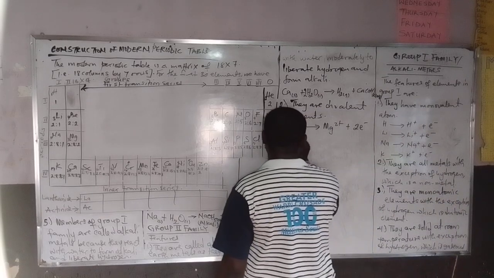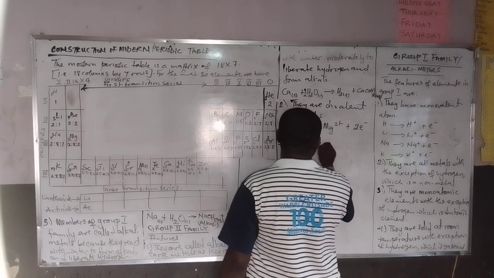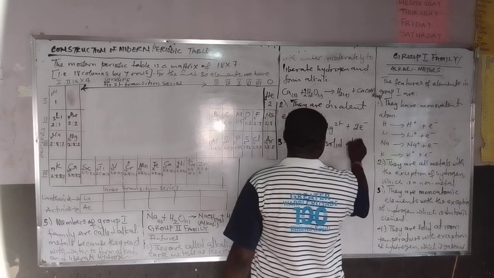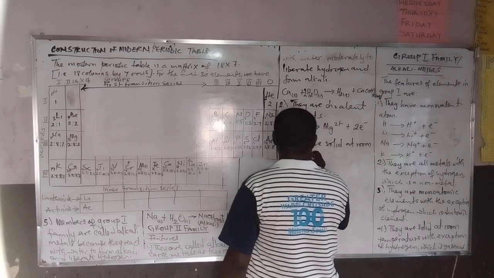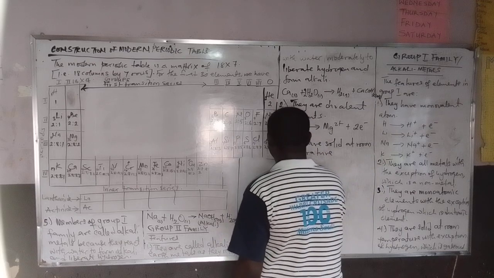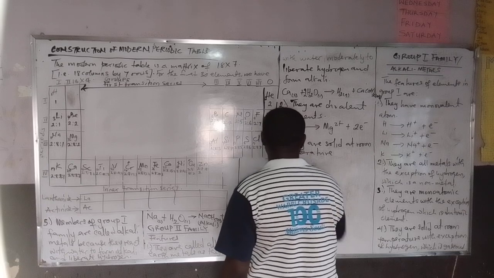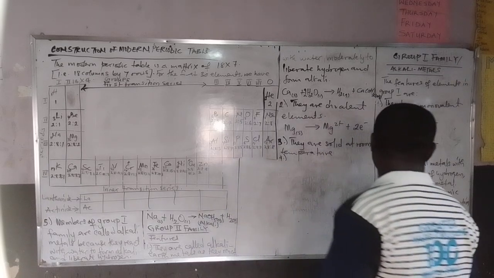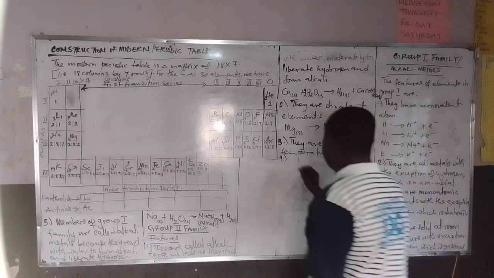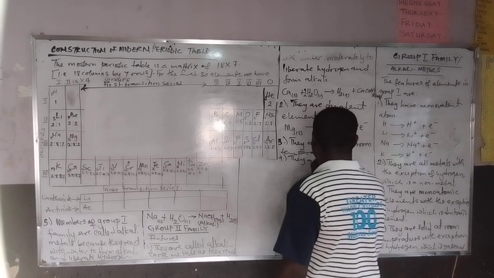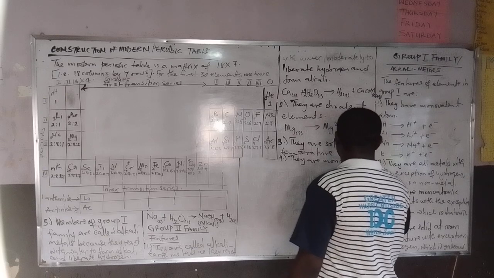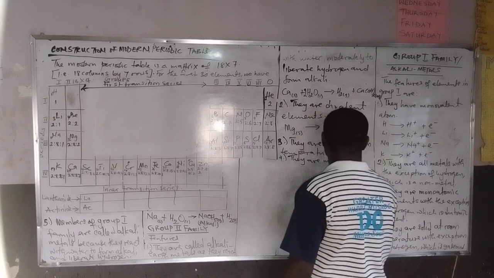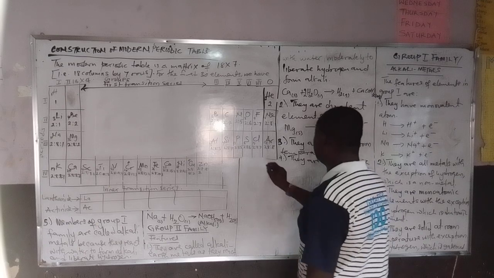Number 3 is that they are solid at room temperature. Just like alkali metals, they are solid at room temperature. They are monoatomic in nature.